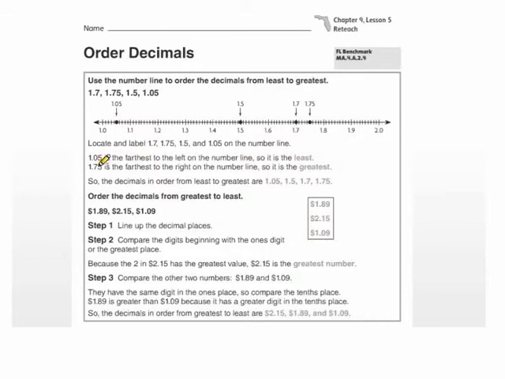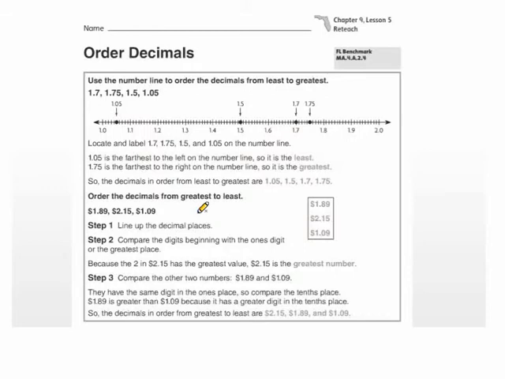So I know that 1 and 5/100 right here is halfway between 1 and 1 and 1/10, which is on the left side of the number line, so it's the least. 1 and 75/100 is farthest to the right on the number line, so it is the greatest. So the decimals in order from least to greatest are 1 and 5/100, 1 and 5/10, 1 and 7/10, and 1 and 75/100. That's from least to greatest.